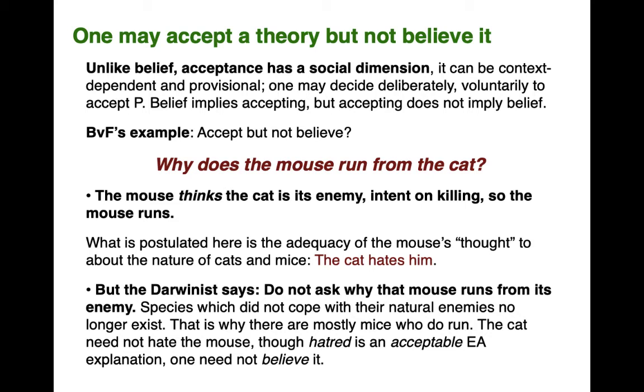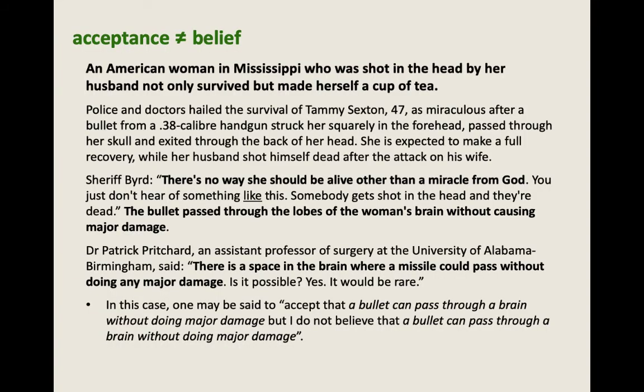There are other explanations. What I want to do here is, with another example, show the difference between accepting and believing. An American woman in Mississippi who was shot in the head by her husband not only survived, but made herself a cup of tea. Police and doctors hailed the survival of Tammy Sexton, 47, as miraculous after a bullet from a .38 caliber handgun struck her squarely in the forehead, passed through her skull, and exited through the back of her head. She is expected to make a full recovery, while her husband shot himself dead after the attack on his wife.